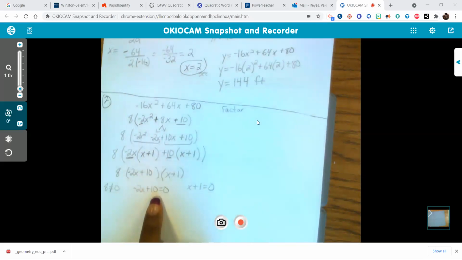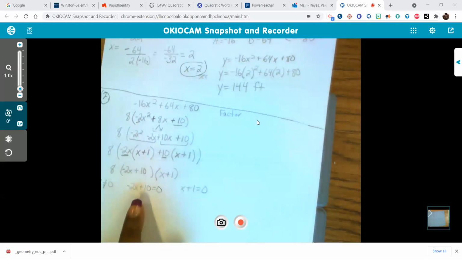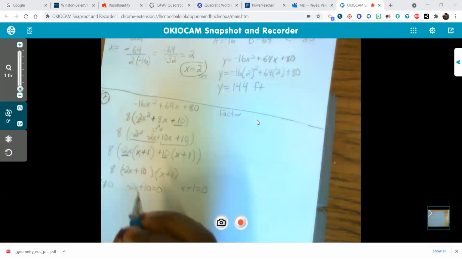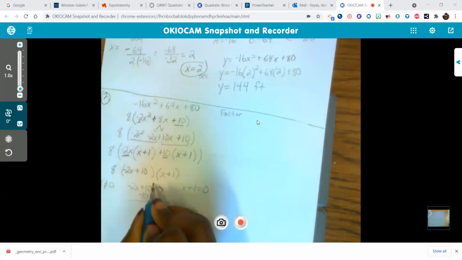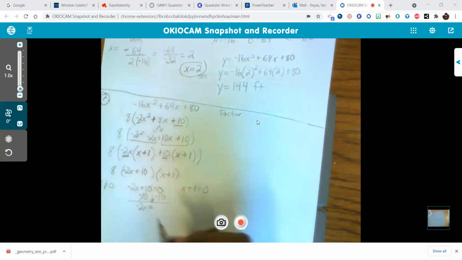This is a 2-step equation. What am I going to get rid of first? The 10. Very good. How do I get rid of the 10? Subtract. Excellent. So we're going to subtract 10 on both sides. This is gone, and I'm left with negative 2x is equal to negative 10.